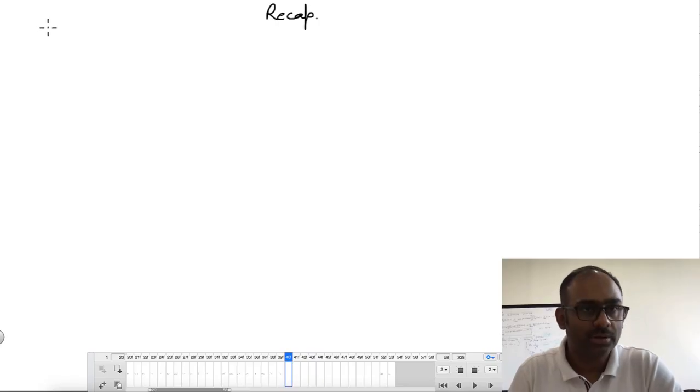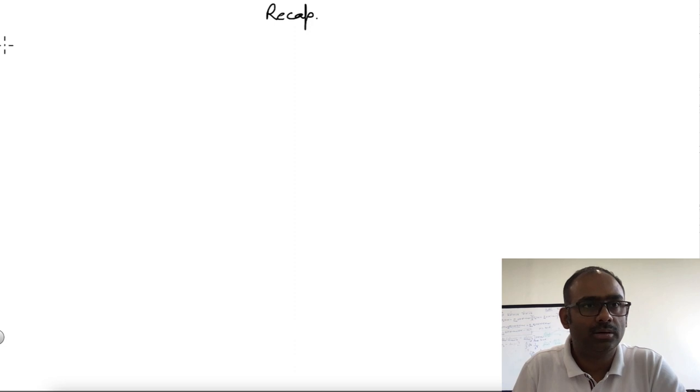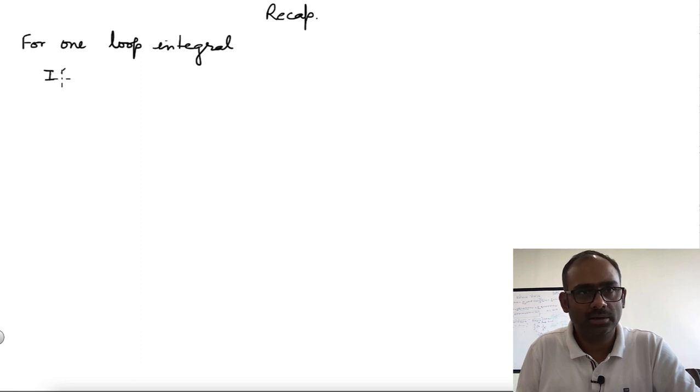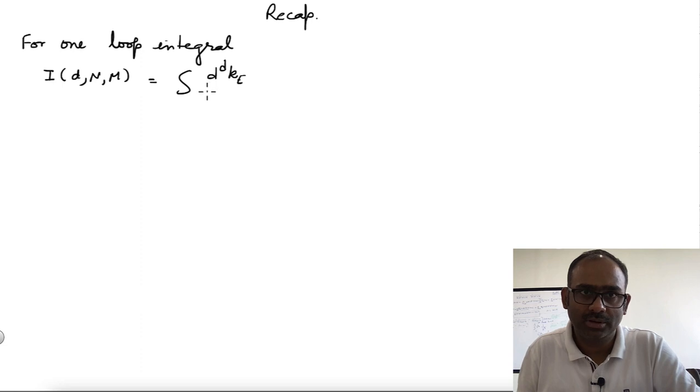Okay, so last time we wrote down the following integral, which was at one loop. For one loop, we had defined this integral I, D and M. D is the number of dimensions, N is the number of propagators, and I will show you what M is. And this was in Euclidean space, after the Wick rotation.